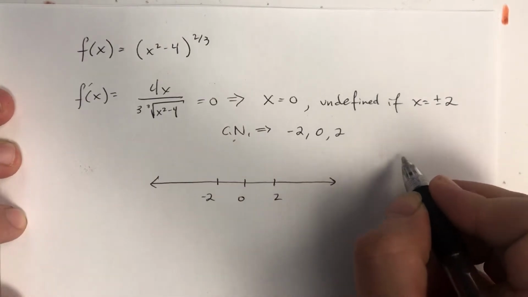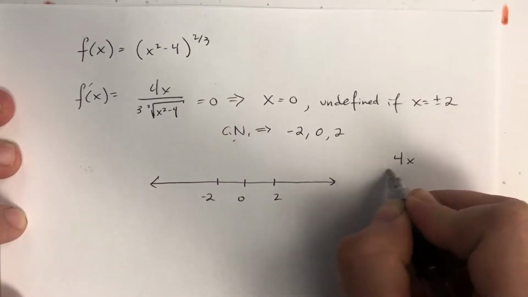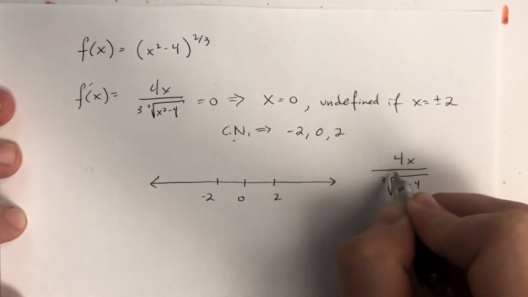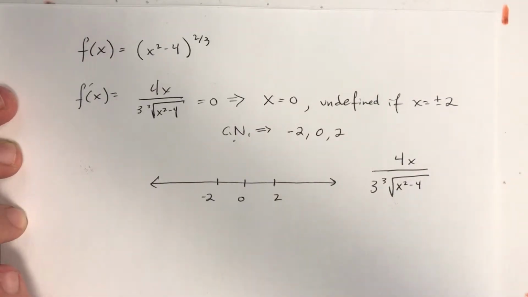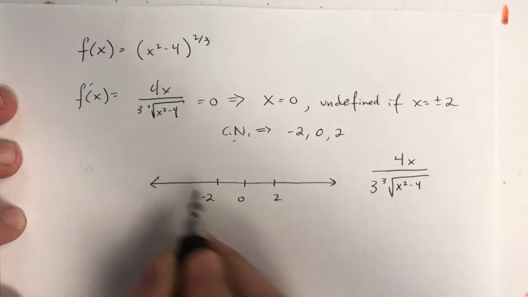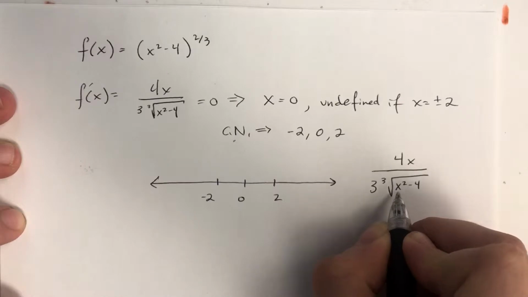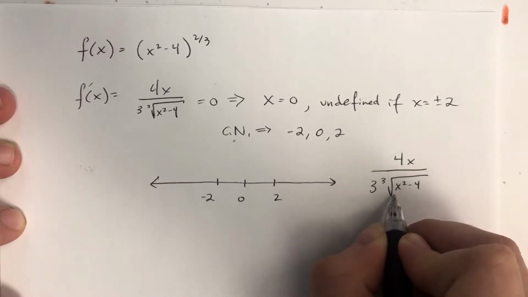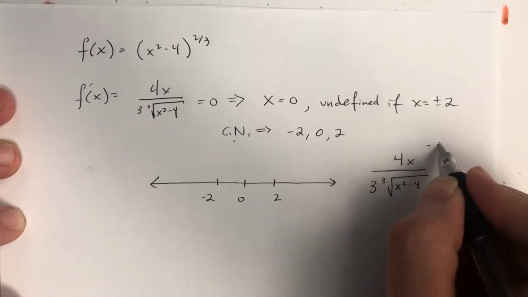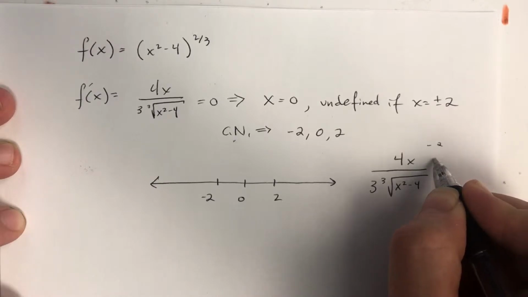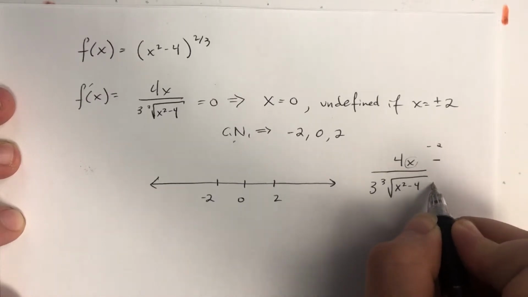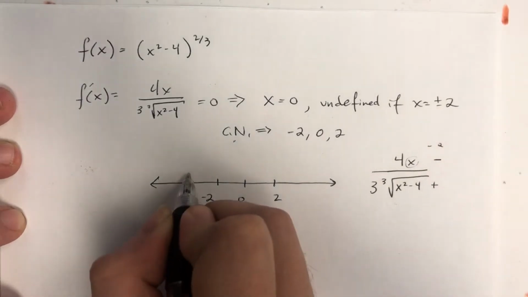So I'm going to rewrite the derivative over here, because I'm going to write all over it: 4x over 3 times the cube root of x squared minus 4. Okay, so there is our derivative. So let's look at this interval when x is less than -2. If x is less than -2, then x squared is greater than 4. So we get a number greater than 4 minus 4, which means for x less than -2, our numerator is negative. Our denominator is positive. A negative over a positive is a negative.